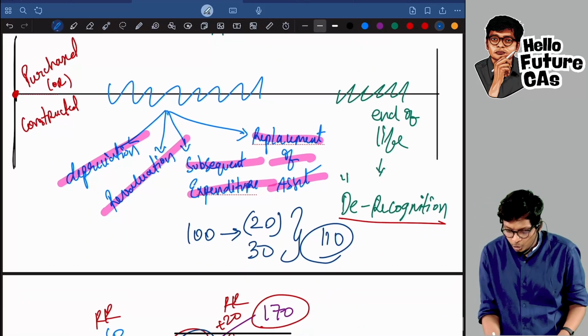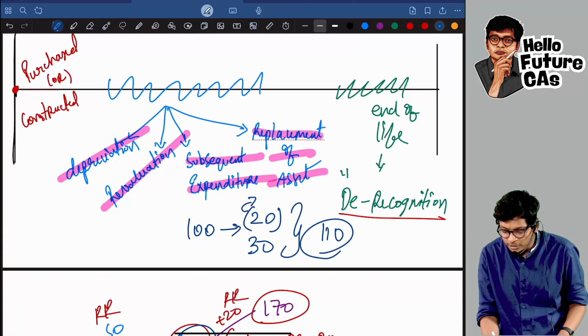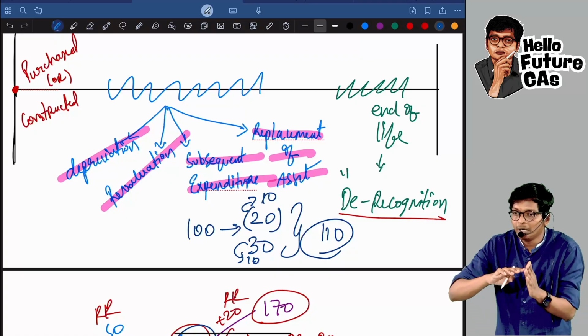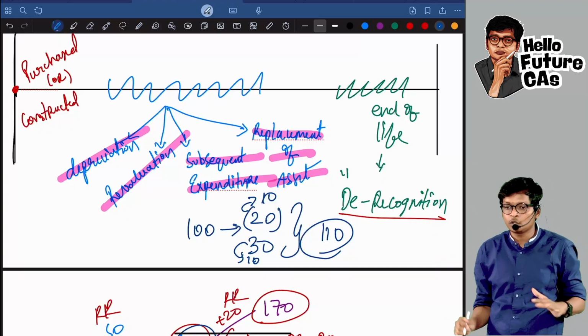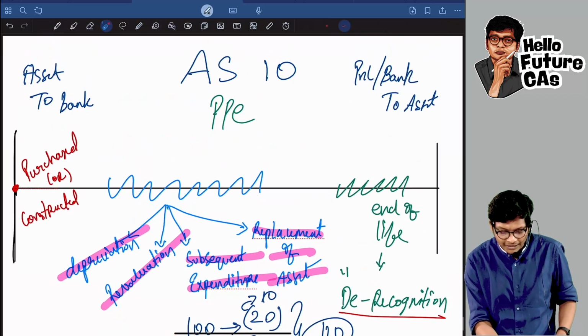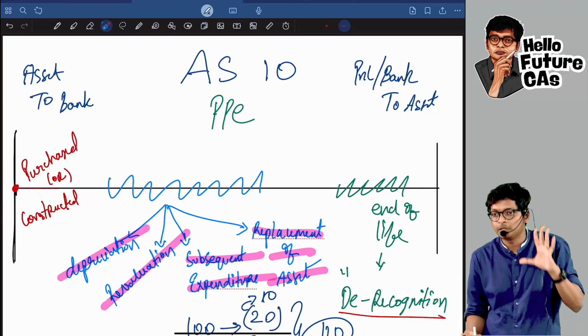Sir, the new asset also came in. Old asset also useful life 10, new asset also useful life 10. Hardly any change, sir. Then no need to do this. Go and debit the expense to my P&L account. No need to go and disturb the asset ledger. Are you following, guys?